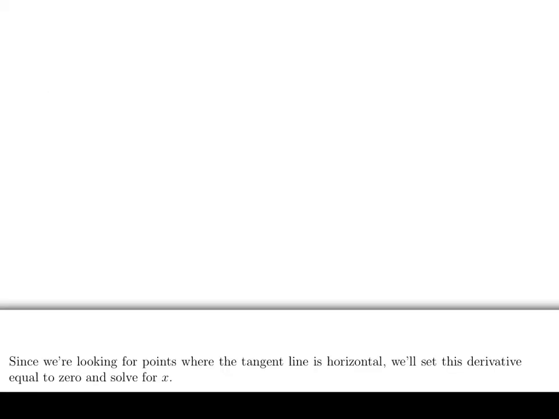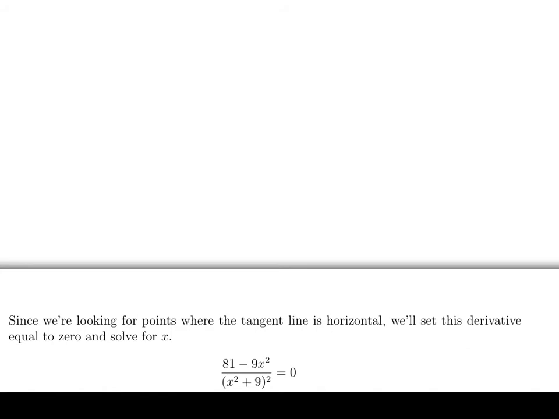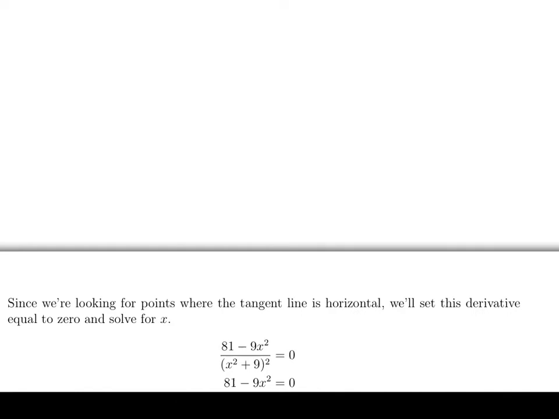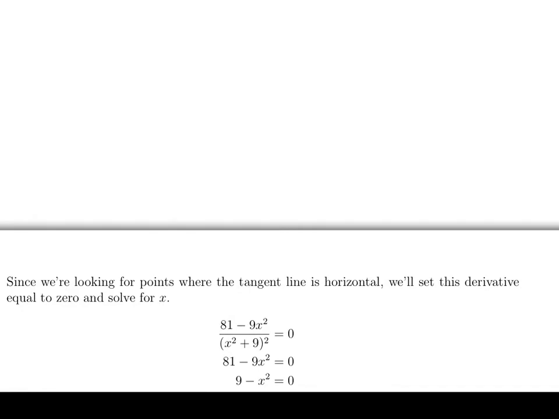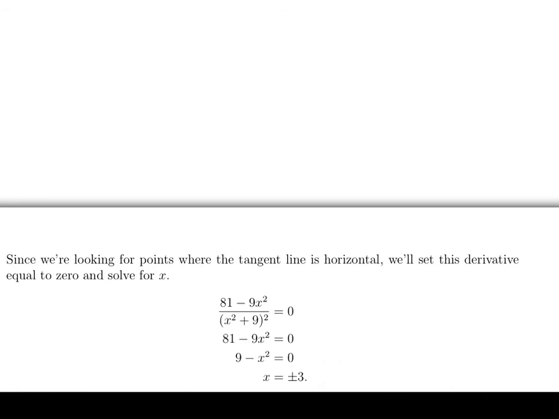Okay, so we want the tangent line to be horizontal. We're setting this derivative equal to 0, and we're going to solve for x. So there we've set it equal to 0. We can go ahead and multiply both sides by x squared plus 9 quantity squared, because that piece is never going to be 0, so it's okay to multiply everything by that. So we'll get 81 minus 9x squared. Let's get rid of a 9. We'll divide both sides by 9. And so we end up with 9 minus x squared equals 0. And then it's pretty easy to see. X has to be equal to plus or minus 3.